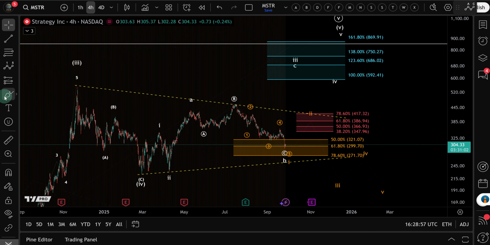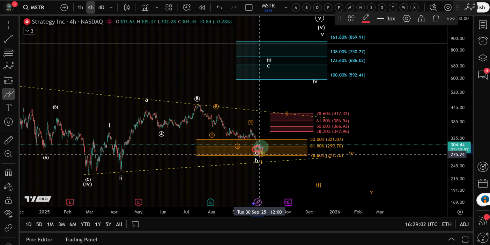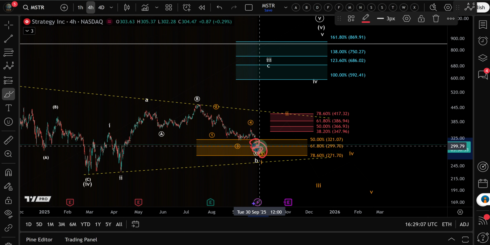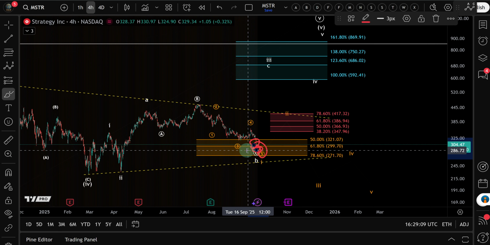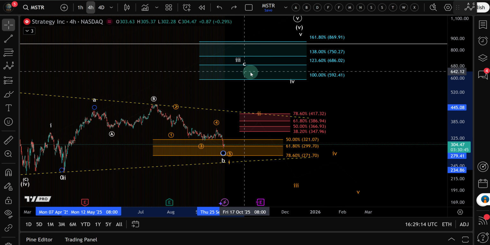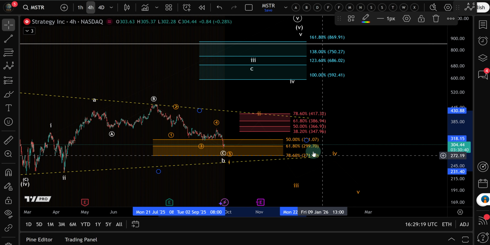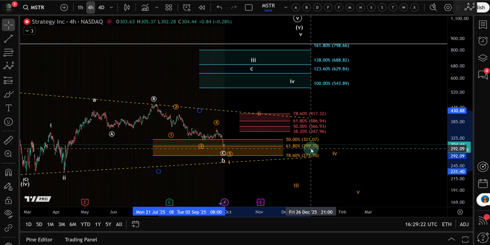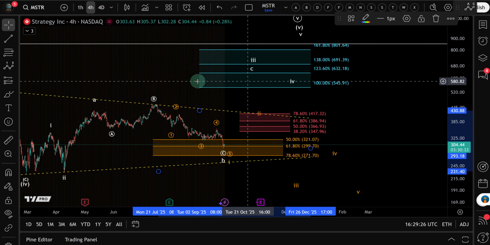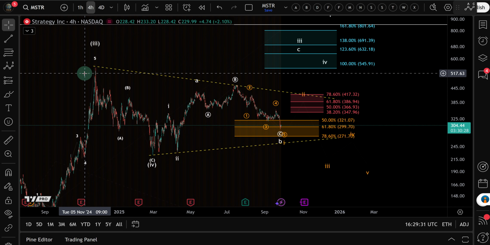So I have a scenario in the white structure in which the price could form a low in this region. This is the support area, 272 and $300, where this white B wave in wave 3 could form a low. Any impulsive rally from here could mark the beginning of the C wave. And then we can rally towards this area up there, more specifically $546, $632 plus.